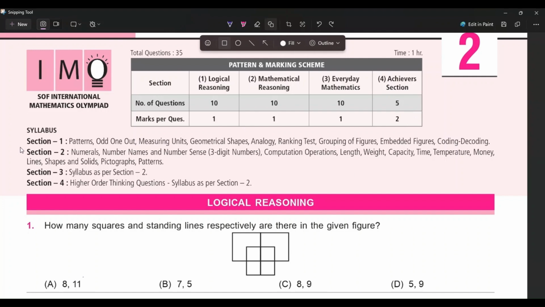Let's quickly check the syllabus. Section 1: patterns, odd one out, measuring units, geometrical shapes, analogy, ranking test, grouping of figures, embedded figures, coding, decoding. Section 2: numerals, number names and number sense, computation operations, length, weight, capacity, time, temperature, money, lines, shapes and solids, pictographs, patterns. Section 3: syllabus as per section 2. Section 4: higher order thinking questions, syllabus as per section 2.